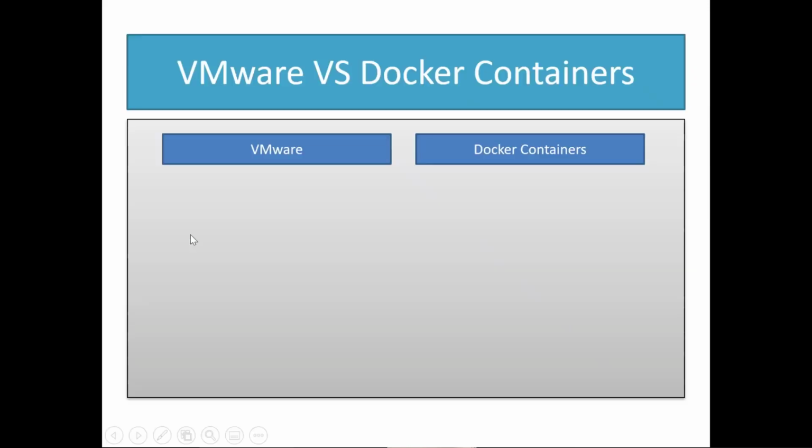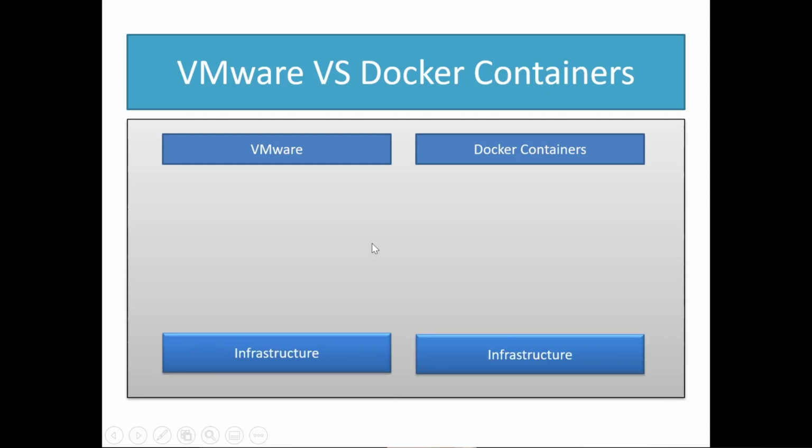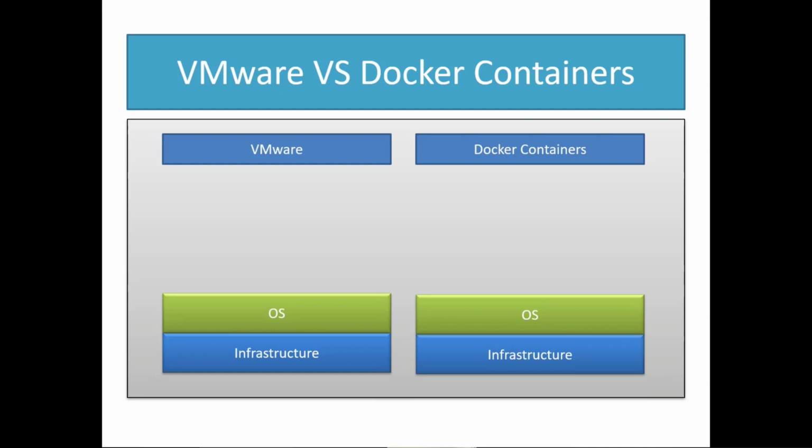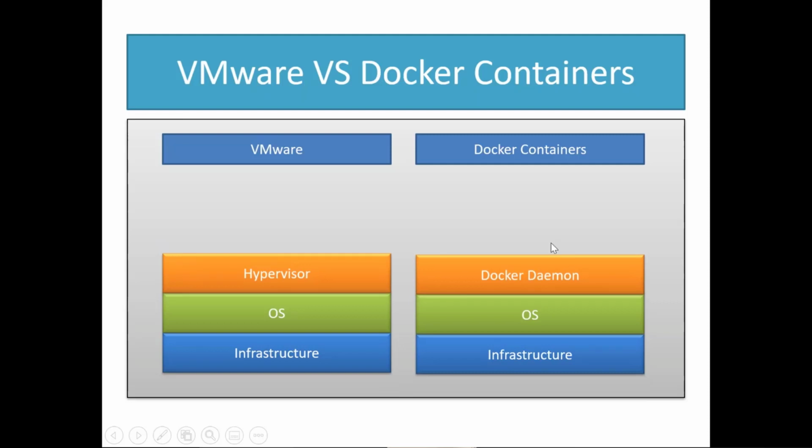So what's the main difference between VMware and Docker? Both of them require infrastructure. You will need hardware to install an OS, and both of them require that. So if you're looking at here, this is where the difference starts. For VMware, you have to install the hypervisor. For Docker, you have to install the Docker daemon, and then Docker is ready to be utilized. The reason is Docker virtualizes your operating system, whereas VMware virtualizes your hardware.